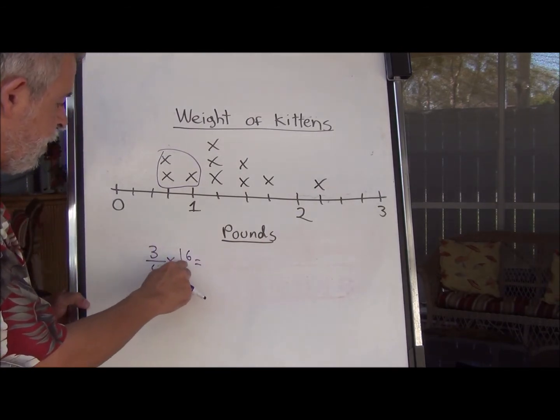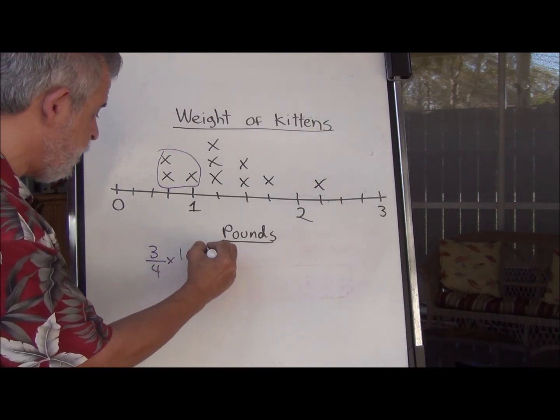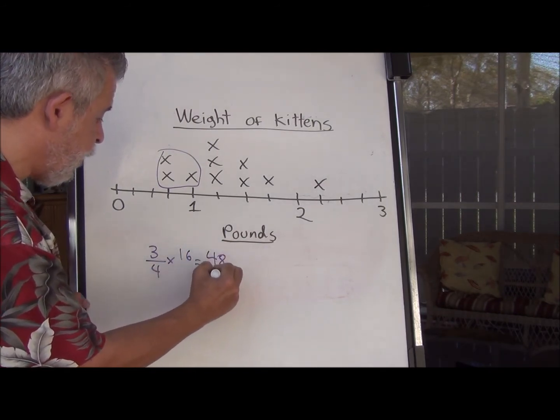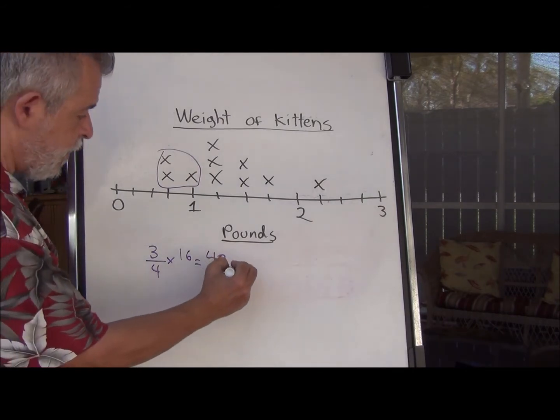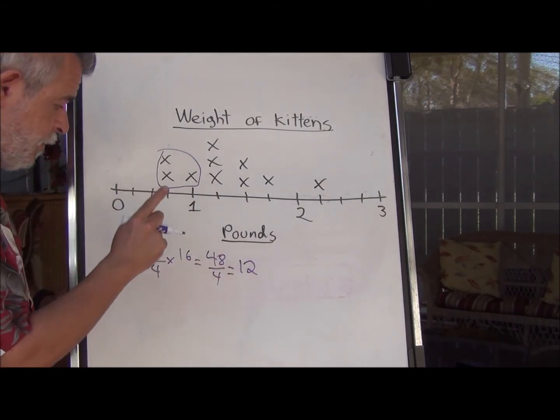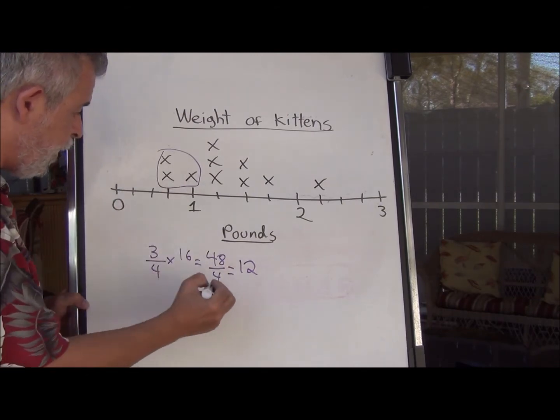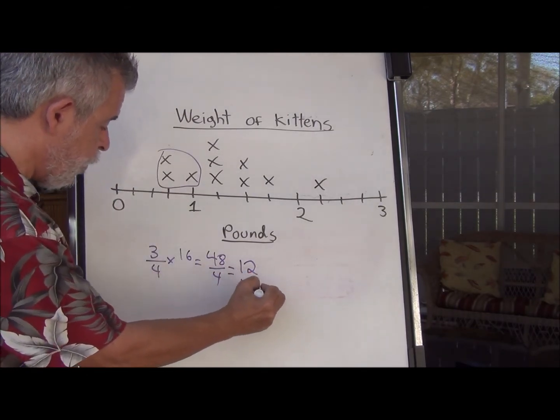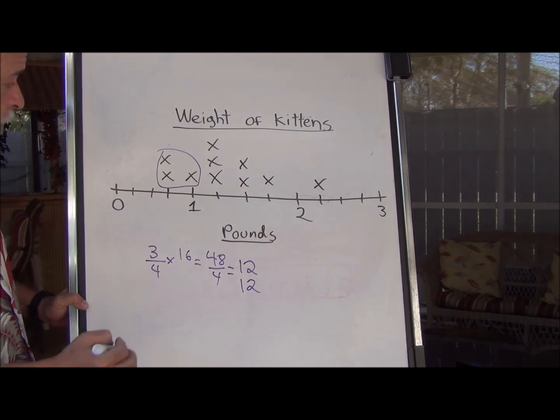So 3 times 16, once again, is 48. And we have 48 divided by 4. That equals 12. That's 12 ounces. That's 1 kitten. Then I have another kitten at the same weight. So we're doing 12 plus 12. That's 24.